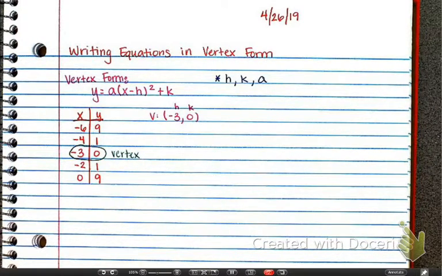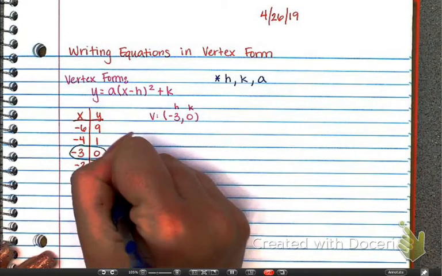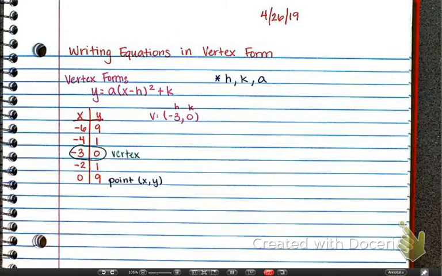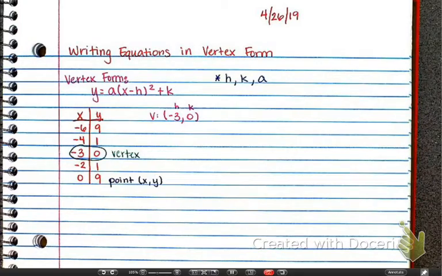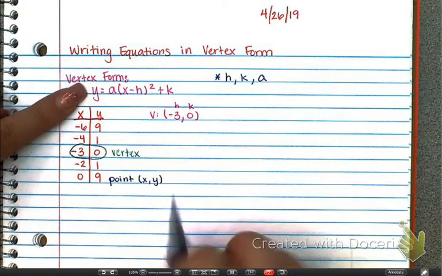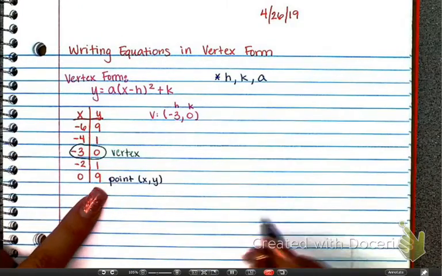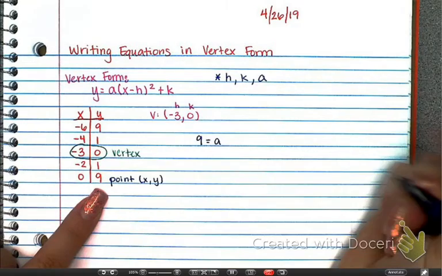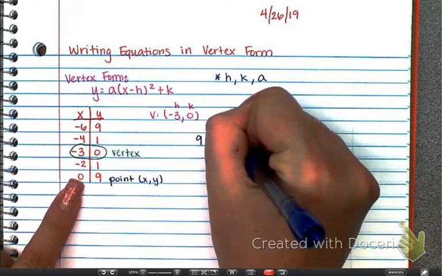Which point would you like to use? Which one looks the easiest? I think 0, 9 looks the easiest, right? If you want to use a different point, you do you. Use a different point. So I'm going to use 0, 9 as my point, or my x, y. So I'm literally going to plug in h, k and x, y into this equation. So y is 9. A, I don't know. x is 0.